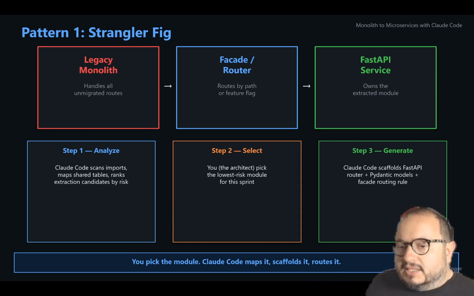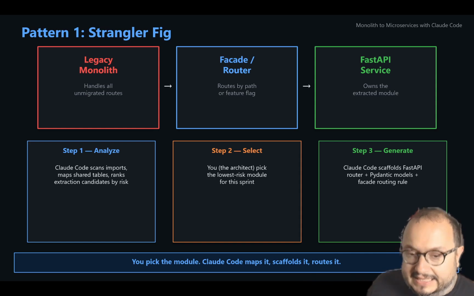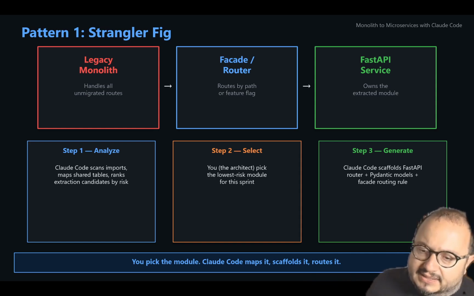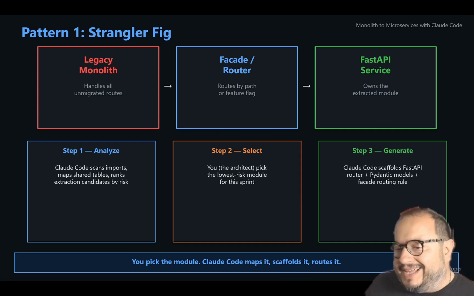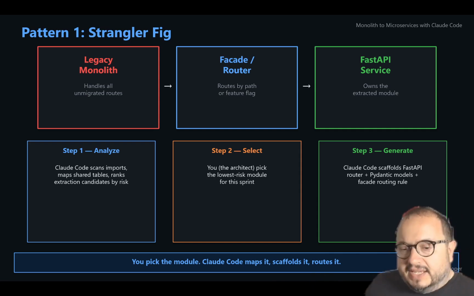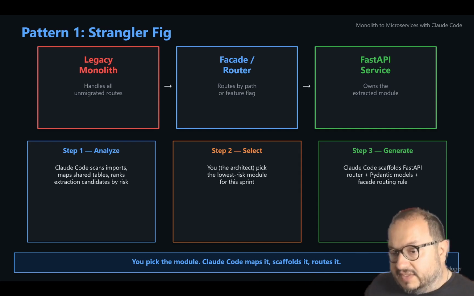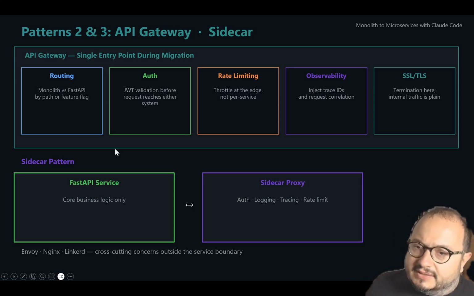Step 1. Claude Code scans the code base and produces a ranked extraction candidate list. Step 2. I review the candidates and select the target module. Architecture is my decision, not the model's. Step 3. Claude Code generates the FastAPI router, the Pydantic request and response models, and the routing rule in the facade that redirects traffic from the monolith to the new service. The result is a working FastAPI service with a clean boundary, scaffolded from the monolith's existing logic in a fraction of the time.